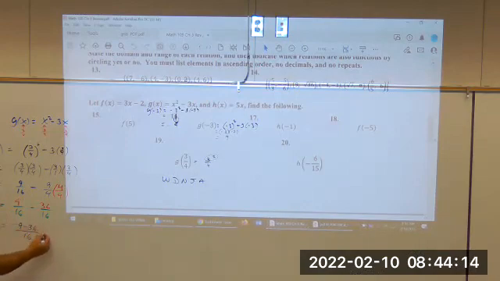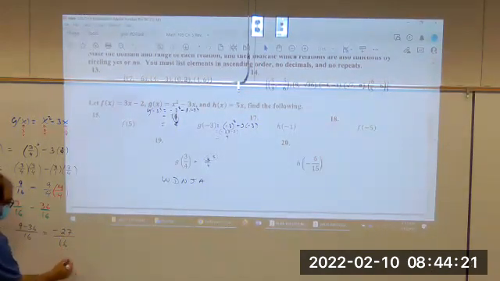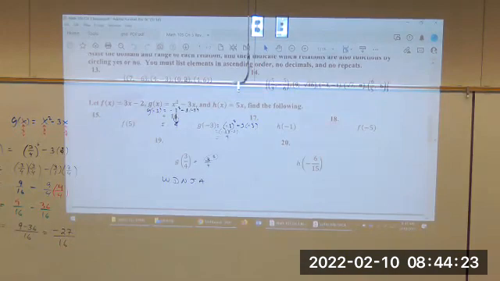9 is smaller than 36, so I know my answer is negative, and 9 minus 36 is 27. So it's 27 over 16. Always see if it can simplify.